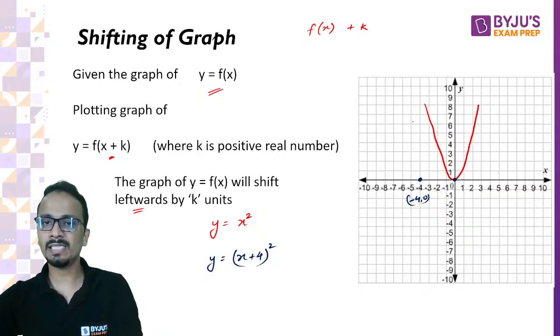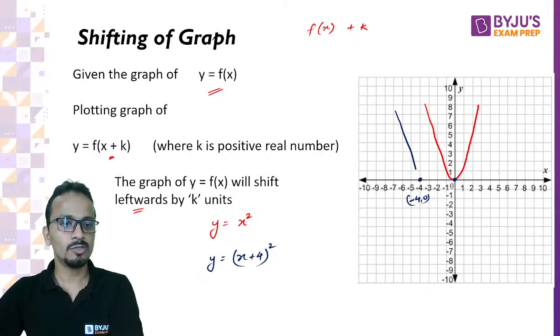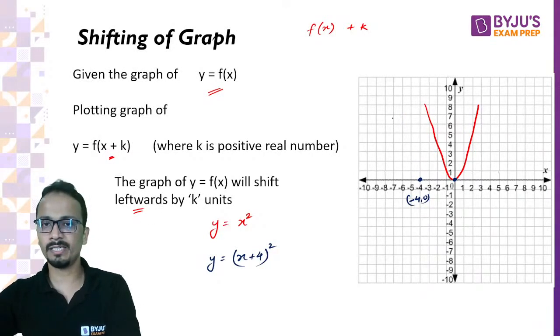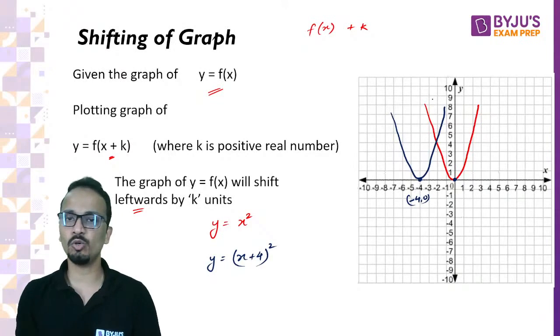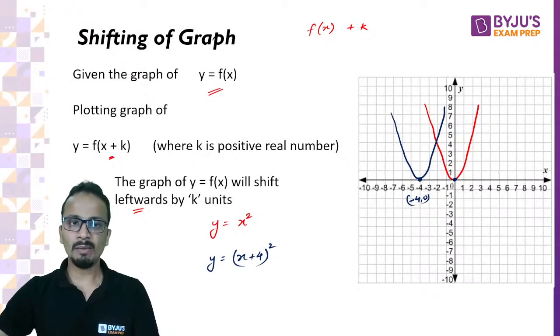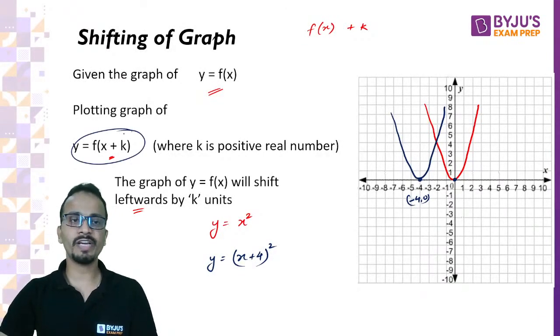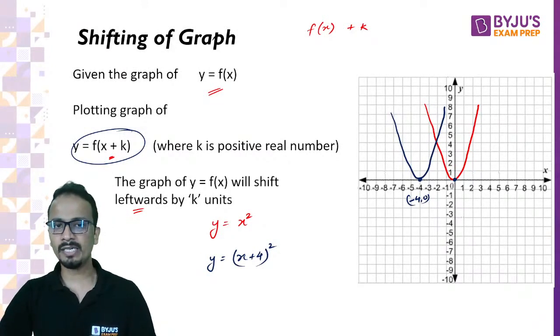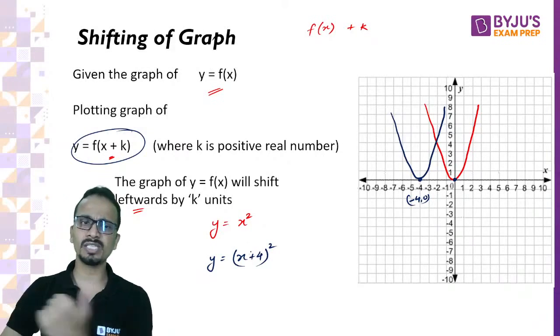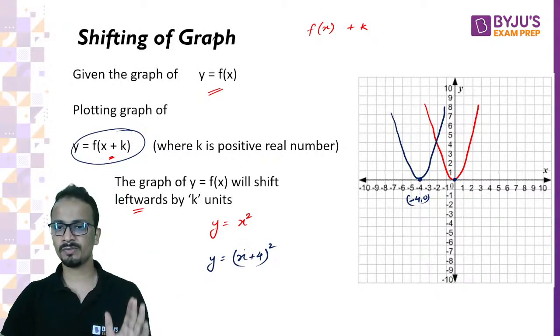And this graph will entirely shift towards left by 4 units, and the new graph will be like this. Okay, the new graph will be in blue color. Here I'm plotting the graph of y equal to f of x plus k. All right, so here the graph will shift towards left by k units.